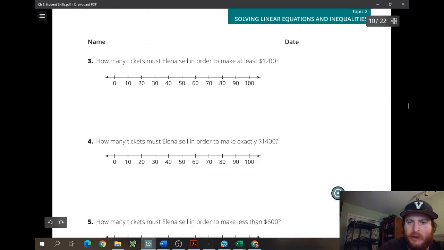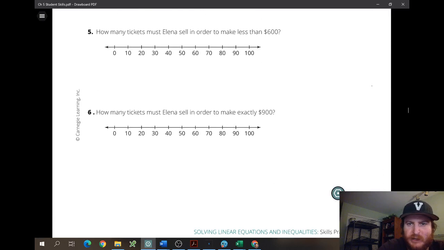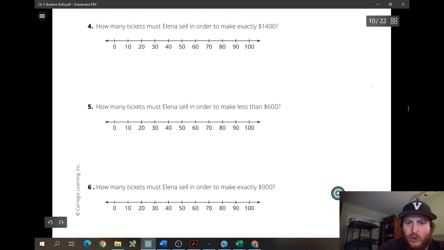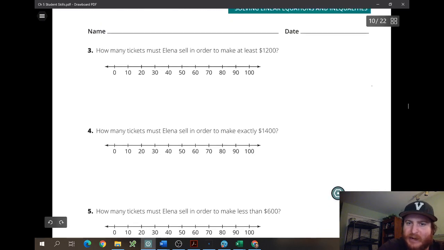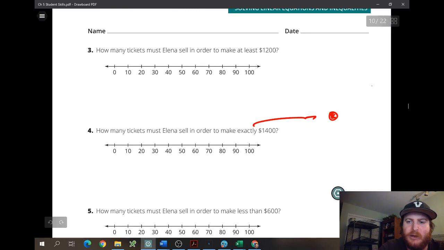So you will do 3, 4, 5, and 6. Very easy. We've gone over these. Less than, exactly. Now remember, exactly will just be a point. It's not going to point left or right. It's just the point. So be careful about exactly. This is an equality. It's just the point. You don't have any arrows.